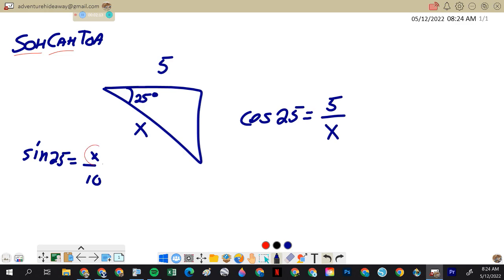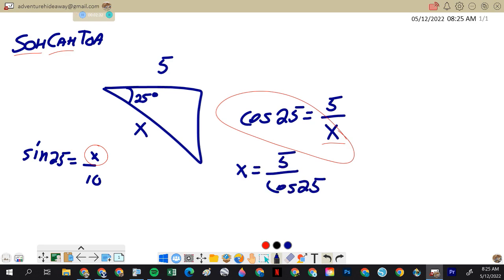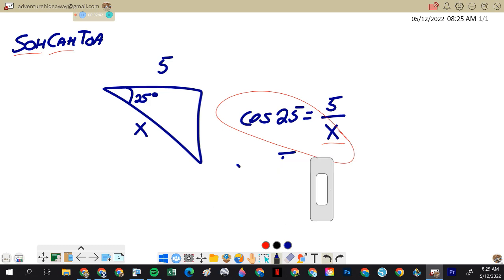So if your variable is on top, then you just multiply to get x by itself. But if your variable is on bottom, then you switch places with the cosine and the x. And we get x is 5 over the cosine of 25. And those are the only two possibilities. X is either on top and you multiply, or x is on bottom and you switch. Does that help? Okay.